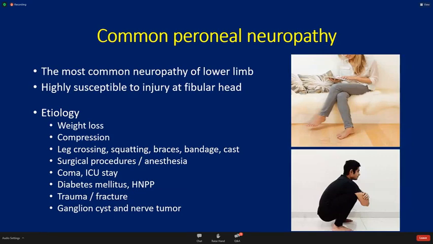Now, the common cause of peroneal neuropathy is a squatting position or keeping the leg crossed for prolonged periods, or positioning within the ICU. A patient who is comatose or staying in the ICU for a long time, or under a long period of anesthesia, tends to have compression of the nerve at the level of the fibula head.